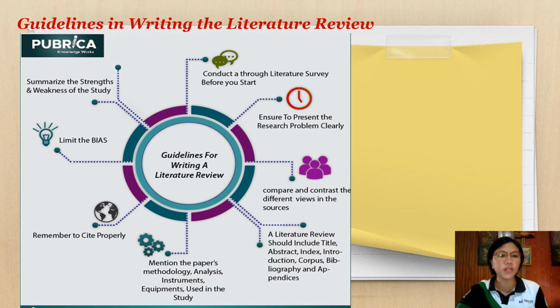We have to remember to cite properly. We have to cite all of the resources or the sources that we have had. And we have to limit the bias. Next is to summarize the strengths and weaknesses of the study that you are going to conduct. So these are the guidelines for writing a literature review.